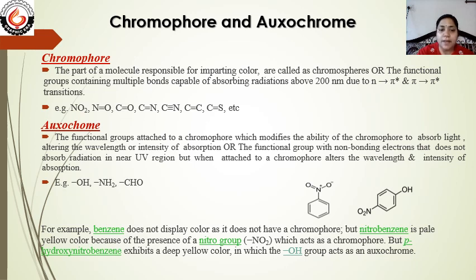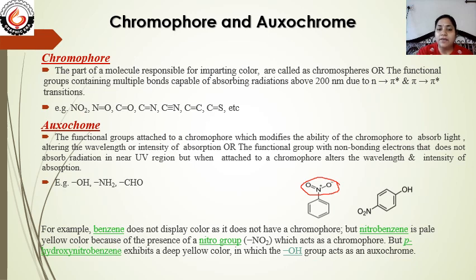For example, benzene does not display color, as it does not have a chromophore. So plain benzene is not having any chromophore, so it will not display the color. But nitrobenzene is of yellow color. Nitrobenzene shows yellow color because the nitro group is present here. The nitro group is acting as a chromophore. So obviously due to presence of this nitro group, the nitrobenzene is having yellow color.